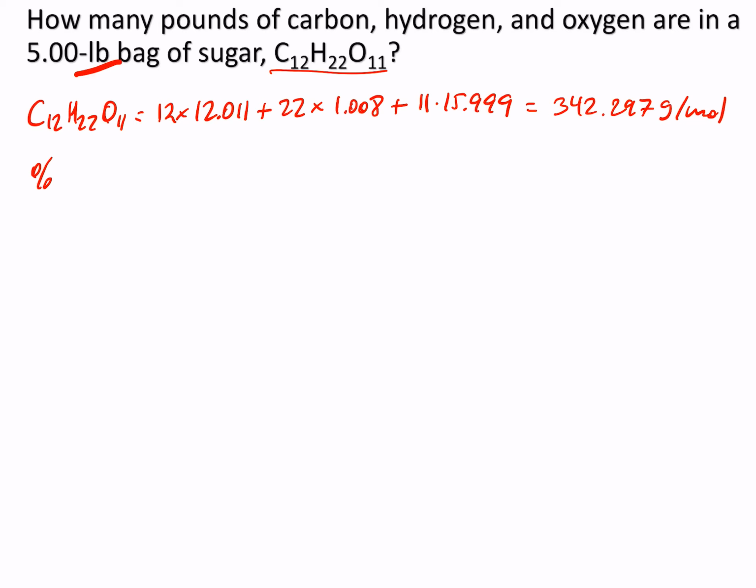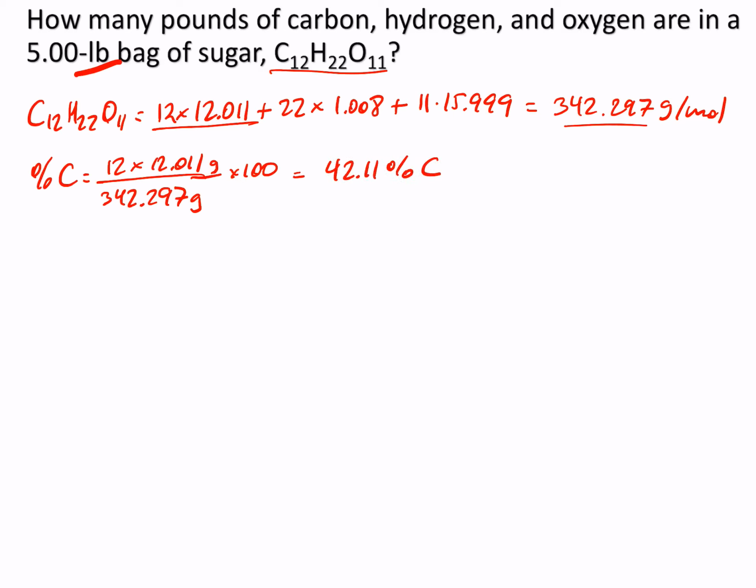Therefore, your percent carbon is going to be this number, 12 times 12.011, divided by this number, 342.297. These are grams, times 100, and that is 42.11% carbon. Then we do the same for hydrogen. Hydrogen would be 22 times 1.008 grams divided by 342.297 grams times 100, and that is 6.48%.